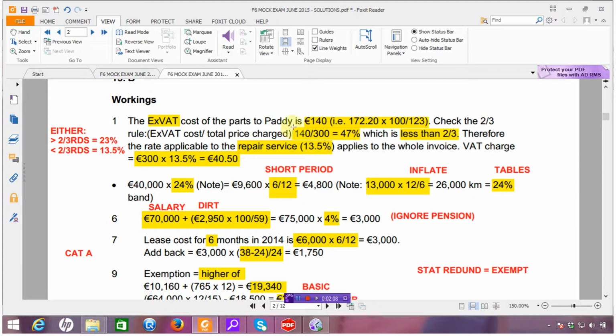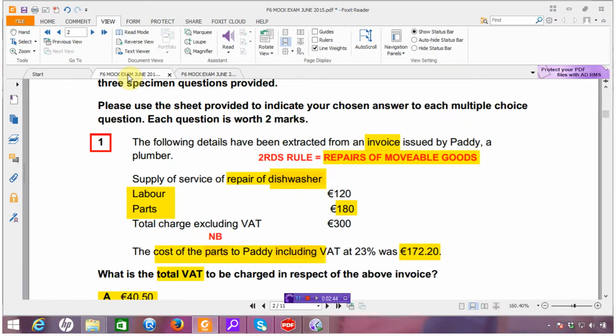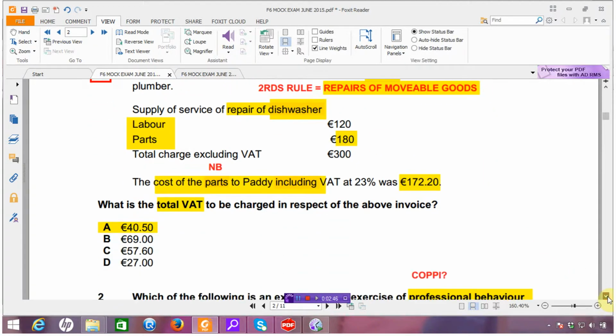So we would take that net cost, i.e. the 140, over the total amount given in the question, and we get 47%. So as we can see, that 47% is less than 2/3. So what do we do? In that case, as we see over on the left-hand side here, we apply the 13.5% rate. In other words, the rate relevant to the repairs service rather than the parts. Had it been over 2/3, we would have applied the rate relevant to the parts, which is 23%. Okay, so the answer in this case, as we'll see, is 40.50.